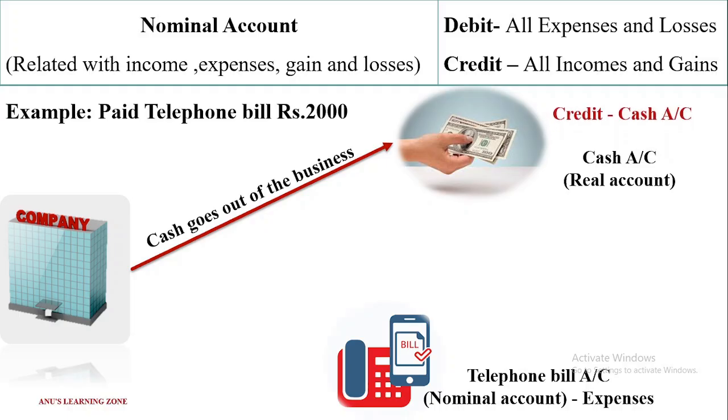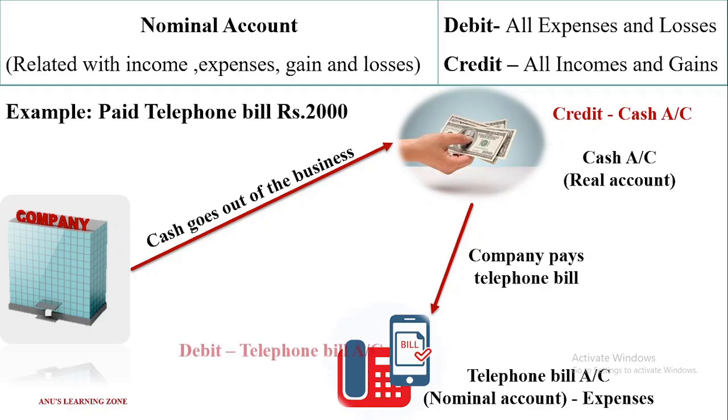And this was made to pay the telephone bill, which is an expense to the business. According to the rule of nominal account, all the expenses and losses incurred by the business have to be debited, so we have to debit the telephone bill account. So the journal entry becomes telephone bill account debit to cash account. This same method can be used to record all the expenses incurred by the company.